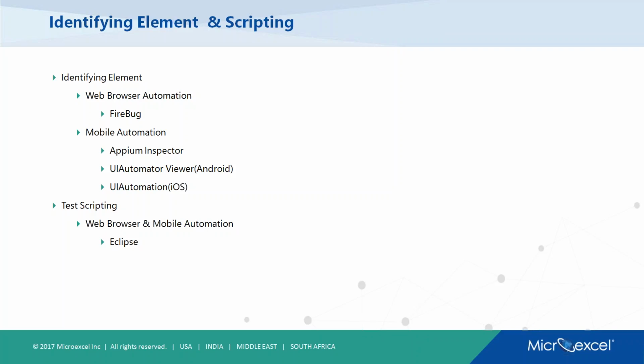Next is the UI Automator. As I just spoke, Appium uses the UI Automator to send commands to your Android. You can use the same UI Automator, which is part of the Android SDK, to identify the elements also. And similarly in iOS, the UI Automation which is part of the SDK, you can use that to identify your elements. Scripting, you can do in Eclipse if you are using Java, and the same kind of framework you have built for your web browser can be built to drive your test cases.